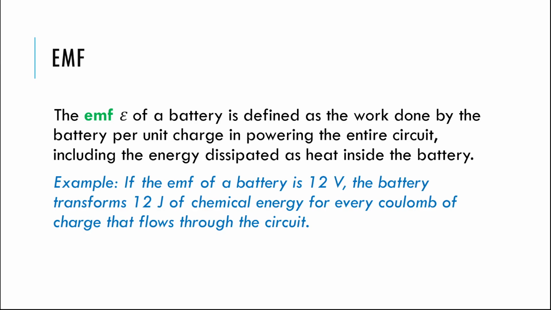So you can think of it like this. If you have a 12-volt battery, that means 12 joules per coulomb. That means for every coulomb of charge passing through the battery, it does 12 joules of work on the charges. And it does that by converting the chemical energy to electrical energy.